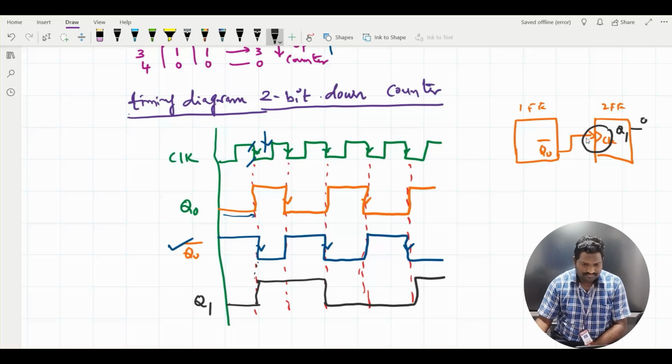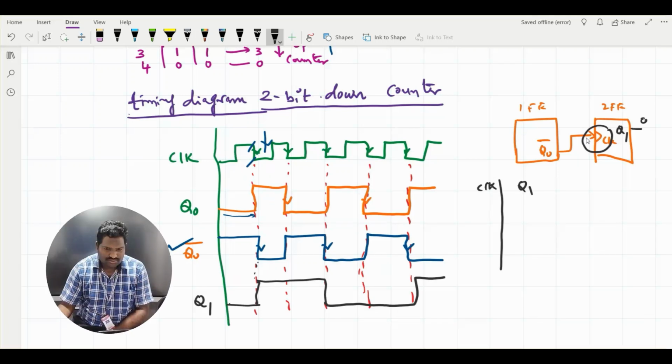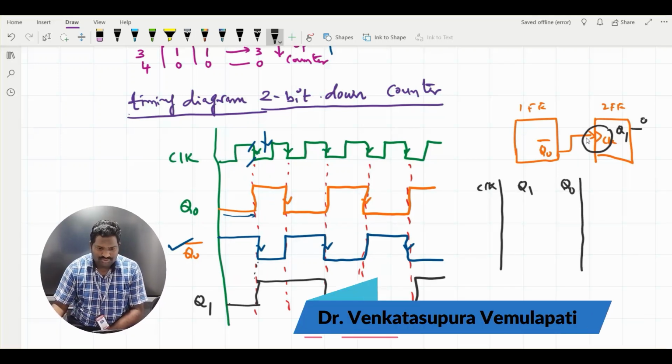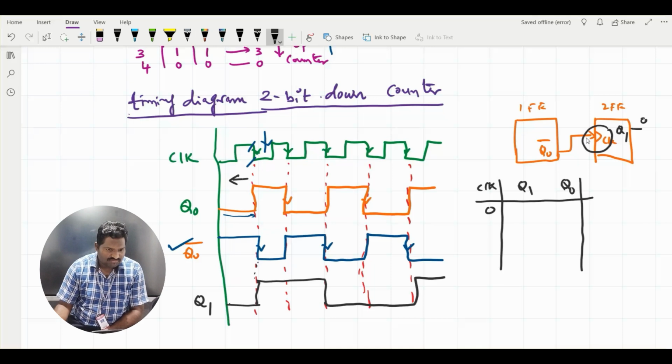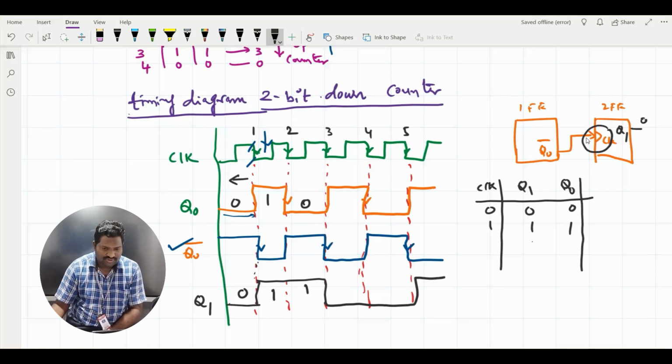Now let's make a table here. The clock, Q1 and Q0 and the output. Okay, let's see. So for the 0th clock pulse, that means before the first clock pulse, that is first, second, third, fourth or fifth clock pulse, Q1 is 0 and Q0 is 0. After the first clock pulse, Q1 becomes 1, Q0 is also 1. For the next clock pulse, Q1 is 1, Q0 is 0. So here it is 1, 0 for the second clock pulse.